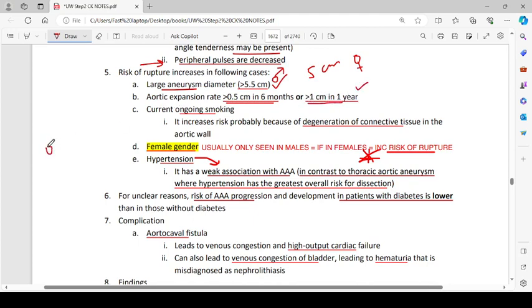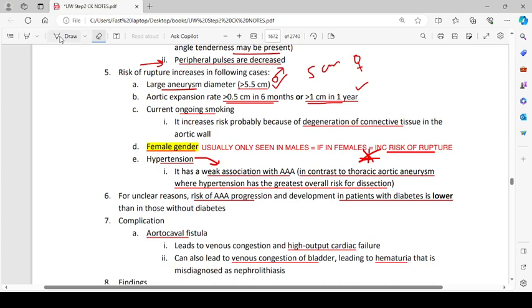Normally, the aortic aneurysm expands at 0.2 to 0.3 centimeters per year, right? I think yes, I think it is like that. So it expands at 0.2 to 0.3 centimeter per year. If the expansion is more than 0.5 in 6 months or more than 1 centimeter in 1 year, then it has a risk of rupture. And when we are doing surveillance and we are seeing that it is expanding in size, we have to take some prompt measures in these people.